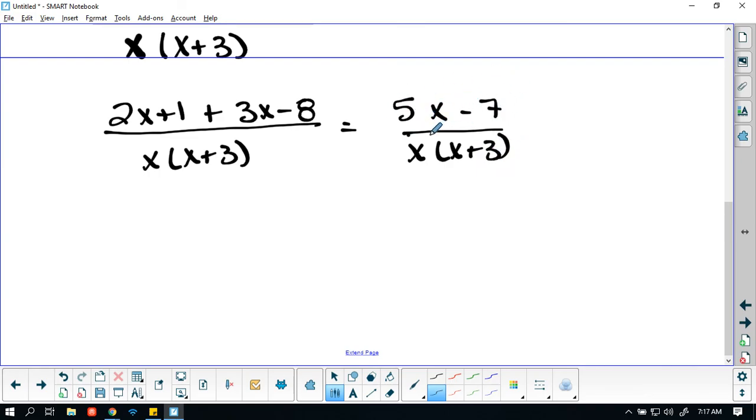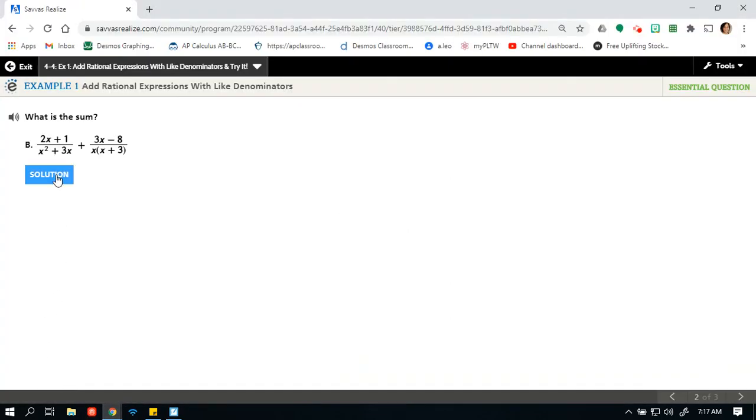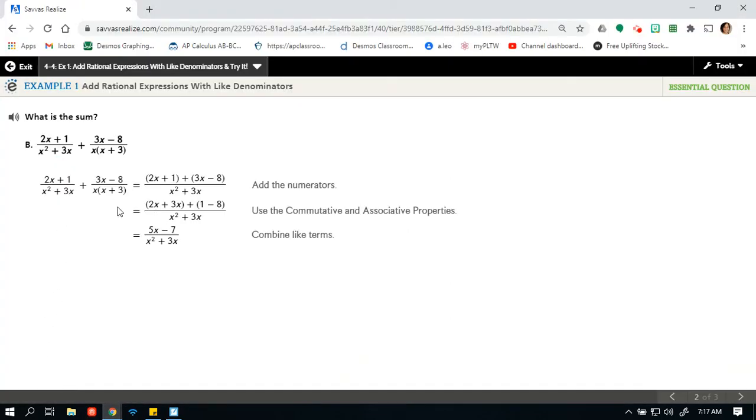There's no way to simplify the numerator to get any value from the denominator, so again, this is a full expression, this is a full group, I cannot cancel out the x's. So therefore we're just left with 5x minus 7 over x times x plus 3. All right, so let's see what the book did. They decided to multiply the x through, and they kept it in x squared plus 3x form, but both forms are acceptable.